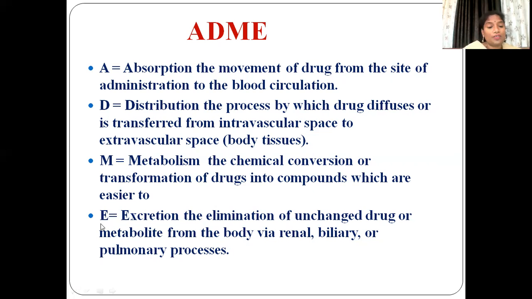Through this hydrophilic nature, the drug is excreted from the body by the various cells. Here, excretion is nothing but the elimination of an unchanged drug. It is converted into a hydrophilic nature. So unchanged drug or metabolite leaves the body via the renal, biliary, and pulmonary routes. These are the different organs from which the drug is eliminated, excreted from the body.